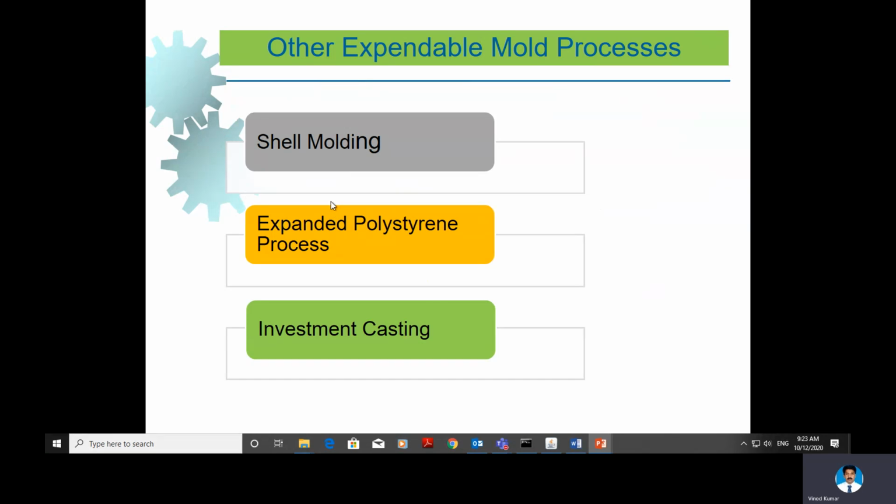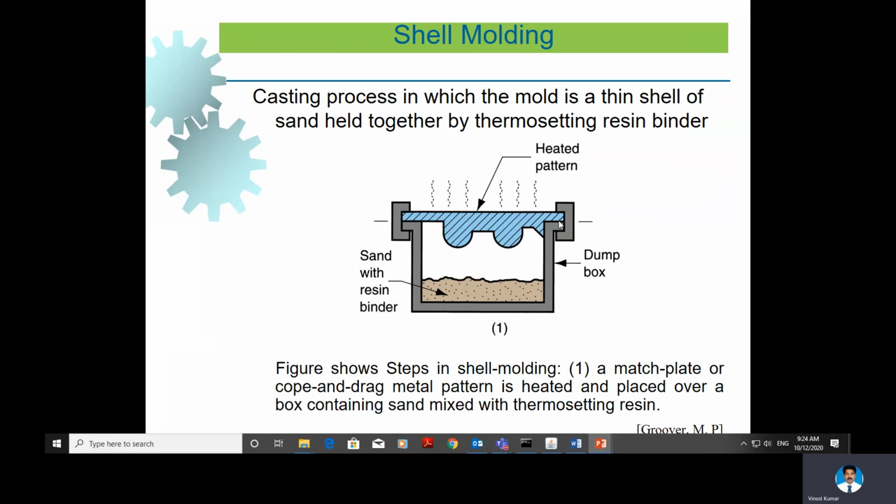A very common expendable type is sand casting. Already we discussed sand casting. What are the other methods? Other methods are shell molding, expanded polystyrene, and investment. In shell molding, as you can see here, the mold is a thin shell. You can see a thin shell of sand. This sand is held together by a binder, a resin binder.